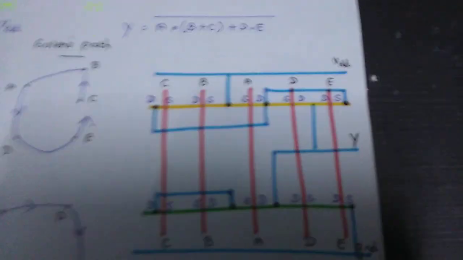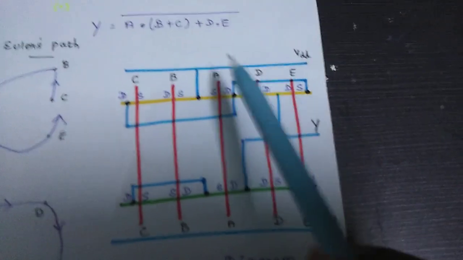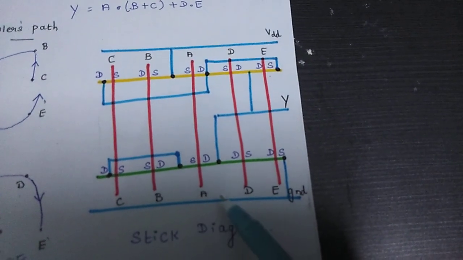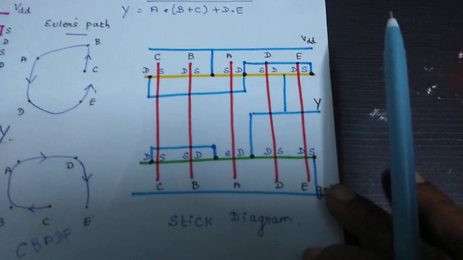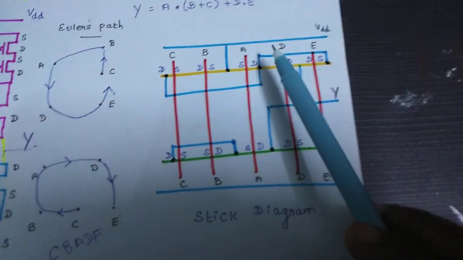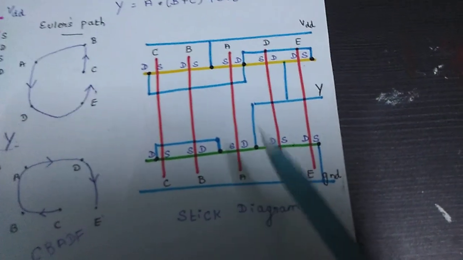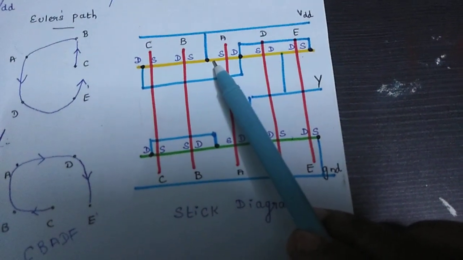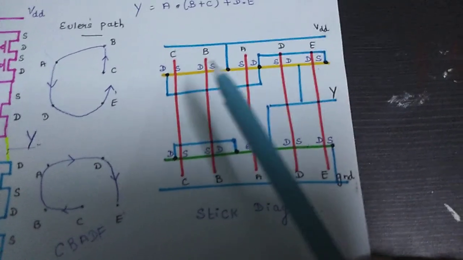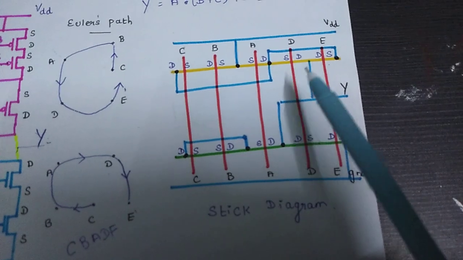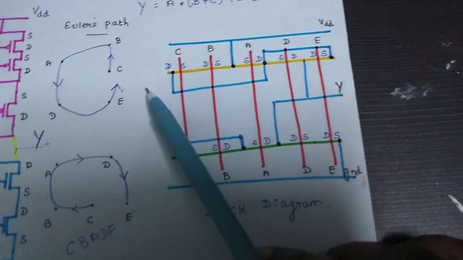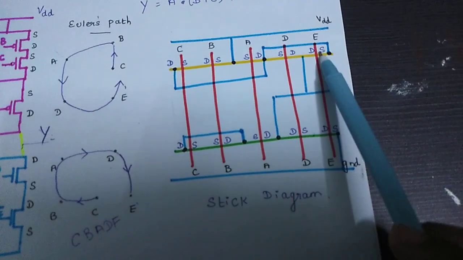Now, coming to the stick diagram. First, we have to draw VDD and ground, which are in blue color. We connect the supply VDD and ground some way apart, so that we can accommodate the remaining components within them. Next, the yellow color indicates P diffusion and the green color indicates N diffusion. Next, I have to draw 5 polysilicons for the 5 transistors. The order is not mandatory, but we can follow the Euler's path C, B, A, D, and E.